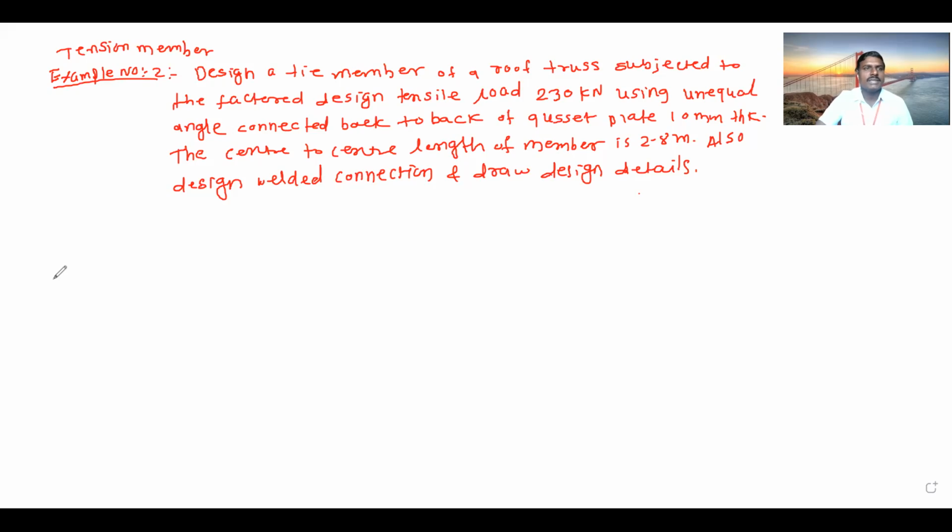So everyone please read the problem statement once again. So what they have given and what we have to design. They have given the problem statement: design a tie member of a roof truss subjected to the factored design tensile load 230 kilonewton using unequal angles connected back to back of gusset plate 10 mm thick. The center to center length of member is 2.8 meter. Also design welded connection and draw design details. So this is the problem statement they have given.